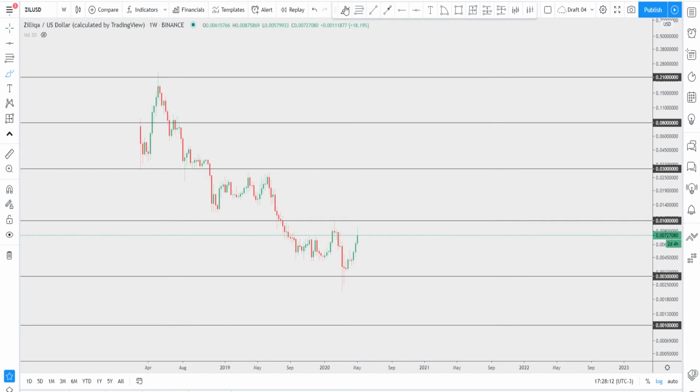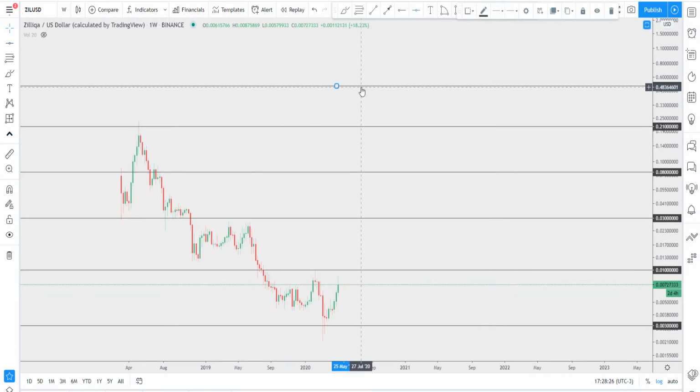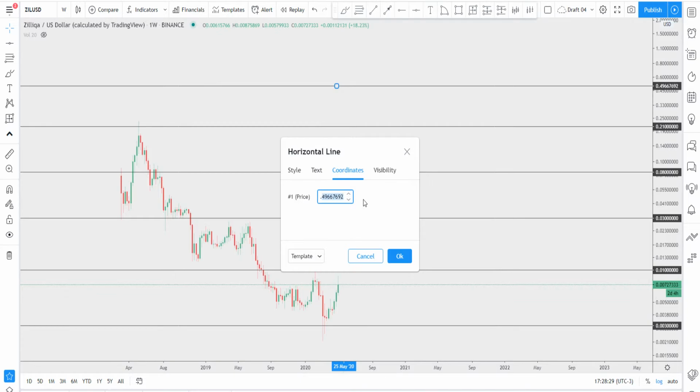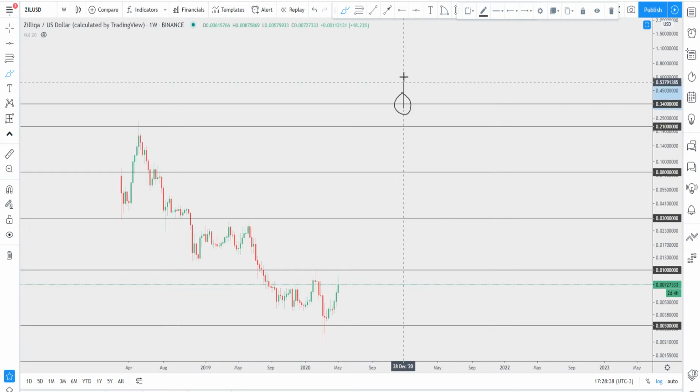So we are already aware of this one here. Just for the sake of the example, let's take a look at where the next level is. It's at 34 cents. So 34 cents is maybe the first target for a bull break. But in my opinion it's going to be an impulsive move, so this will be a weak resistance.